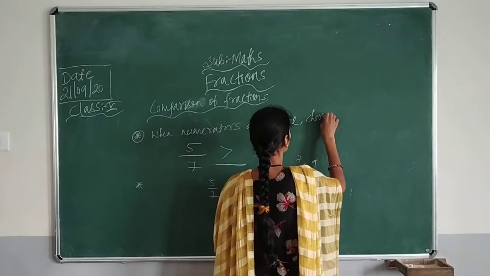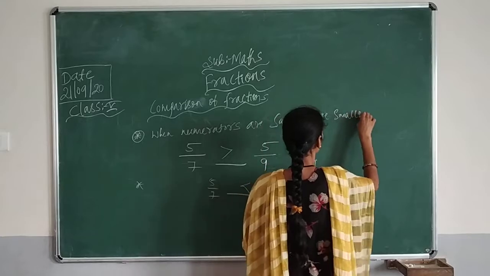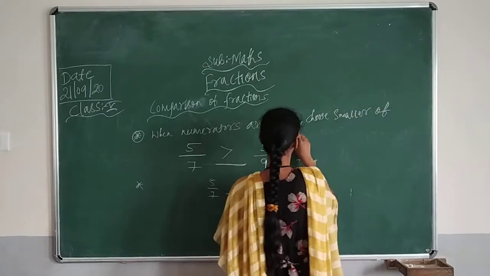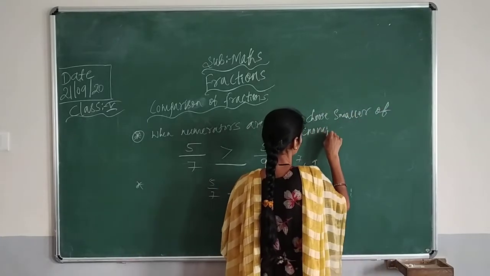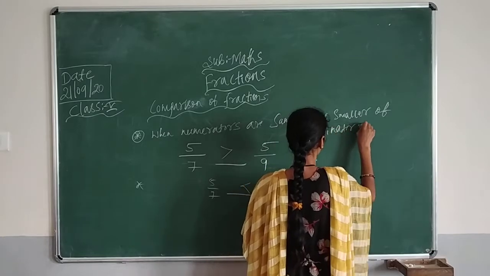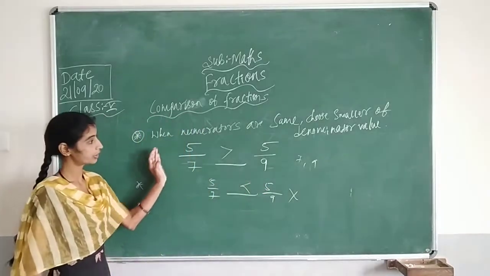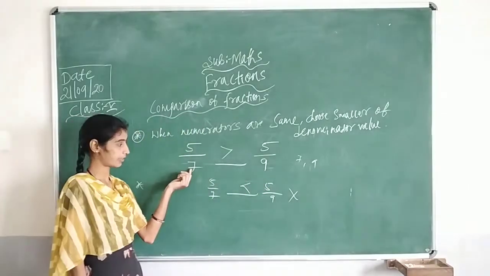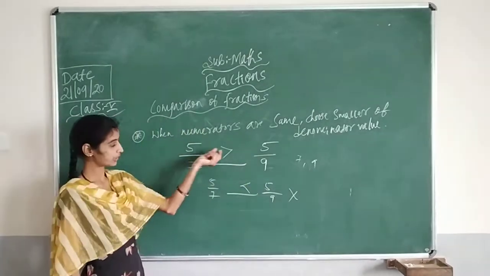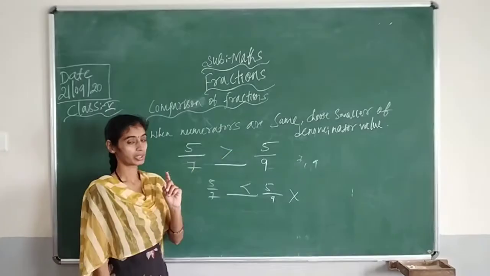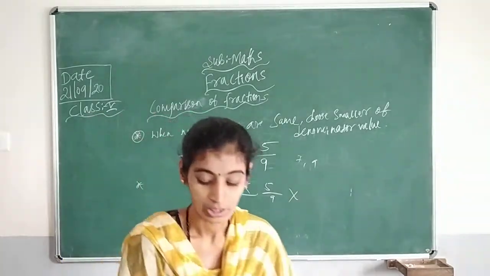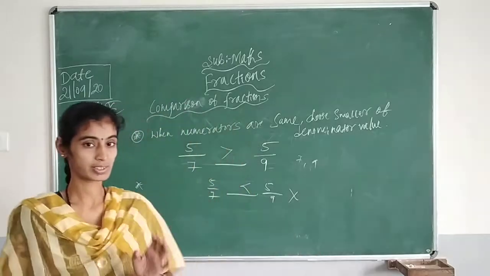Choose smaller of denominator value. So you have to choose the smaller of the denominator value, that is 7 and 9, and 7 is the smallest. That side you have to make the open angle. So this is all about when numerators are same.